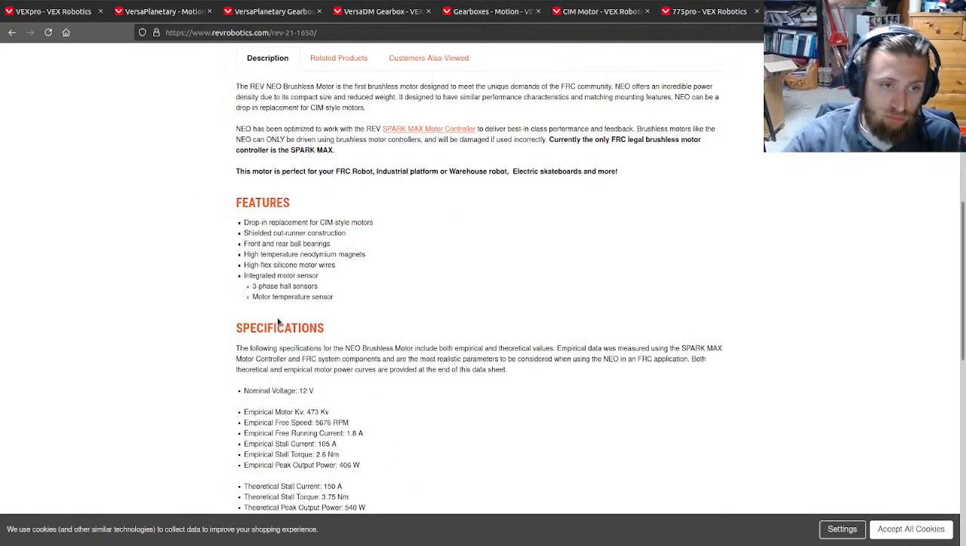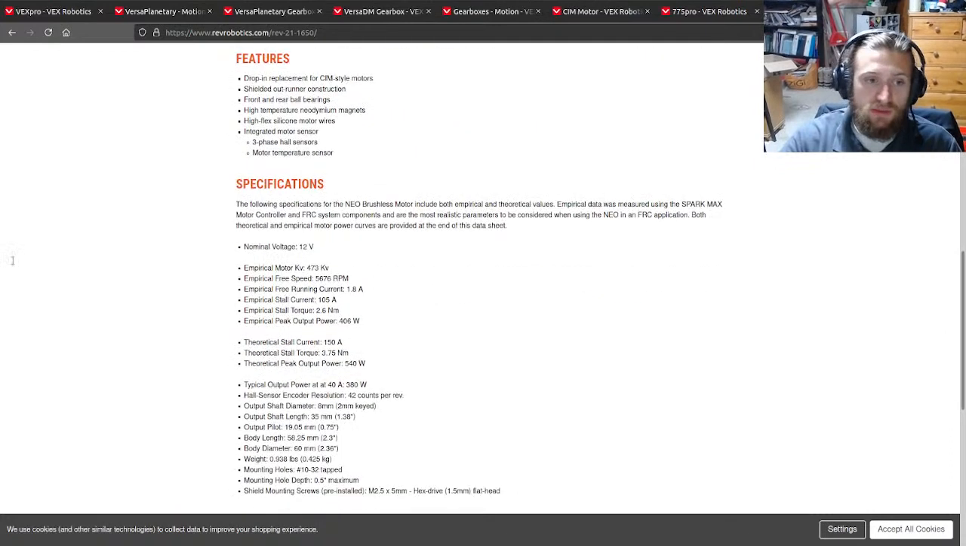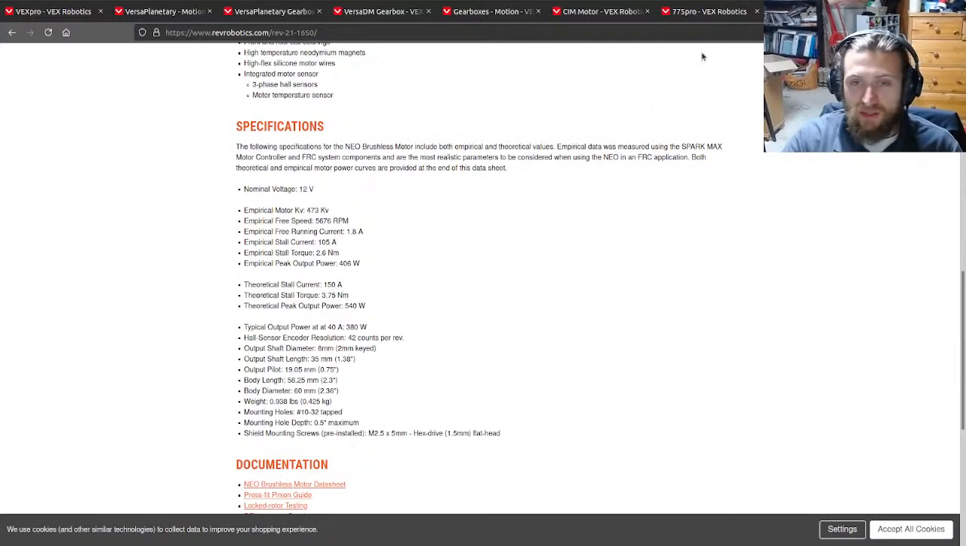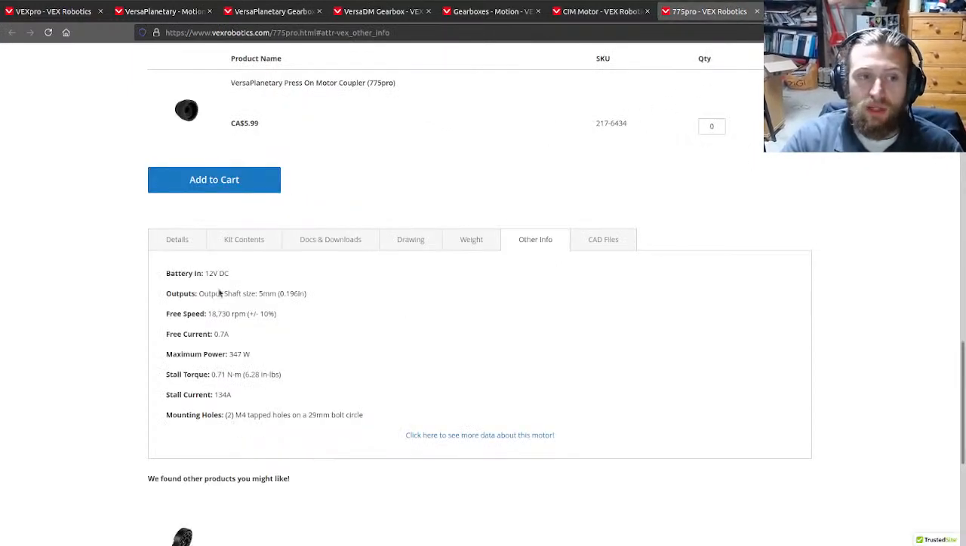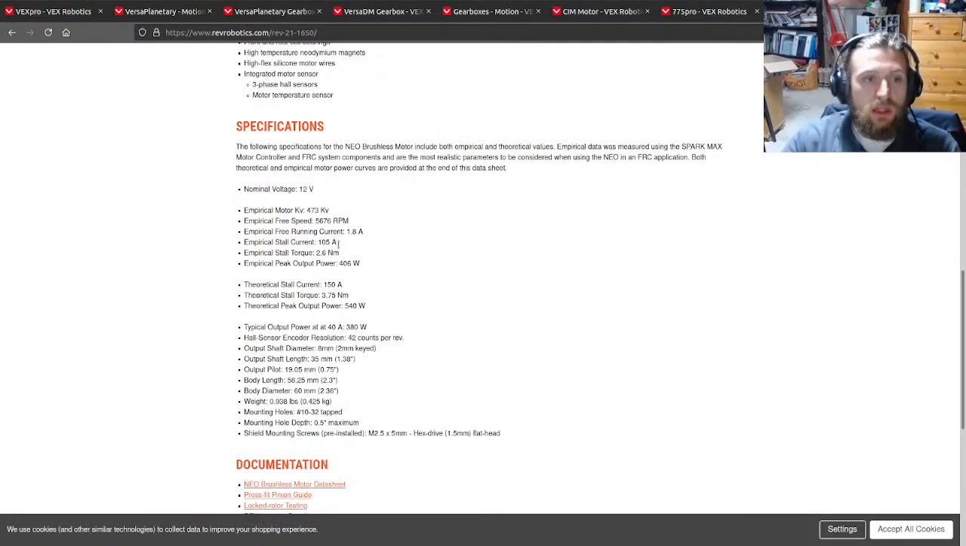Now, the REV website also gives you all of the same spec that the VEX website gives you in a less pretty, I guess you could say, fashion. So they actually have slightly different data. All of the VEX data, by the way, is empirical data. So this is all measured and tested data. There's actually another thing I can show you guys in a minute, but I'll show you after I explain this. The REV website gives it to you a little bit mixed up. It gives you the empirical and the theoretical data.